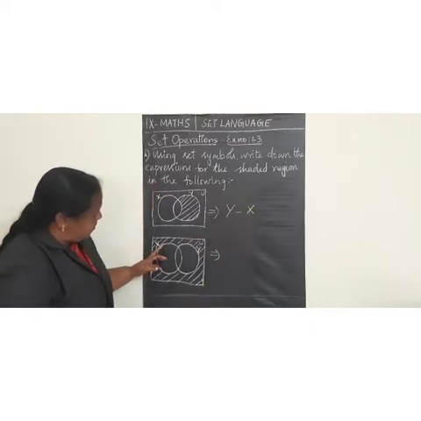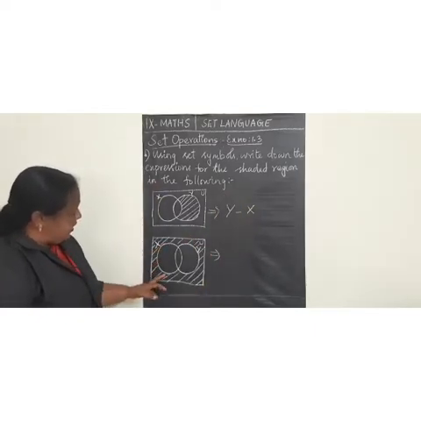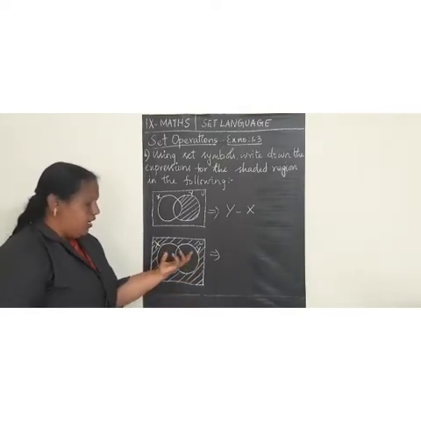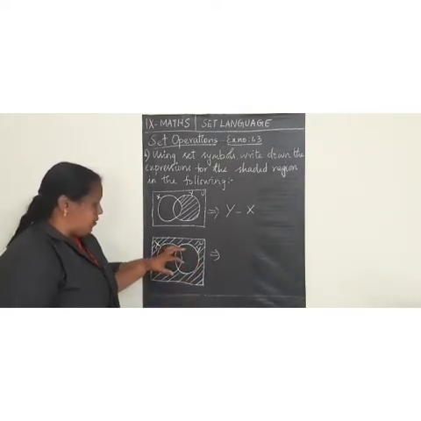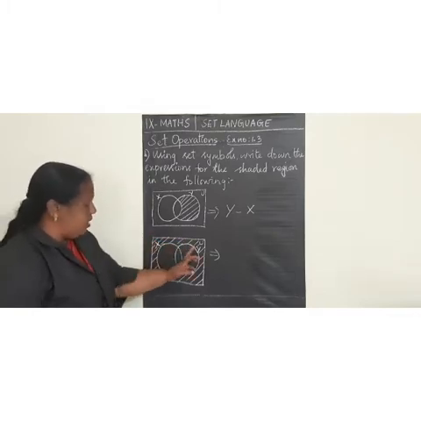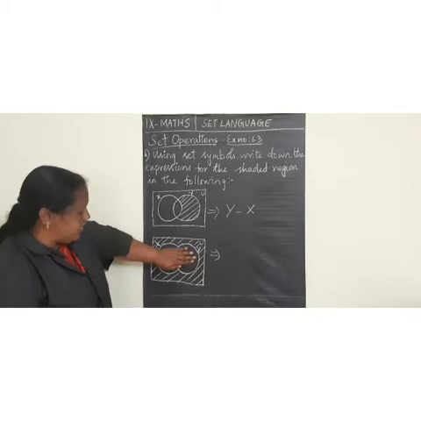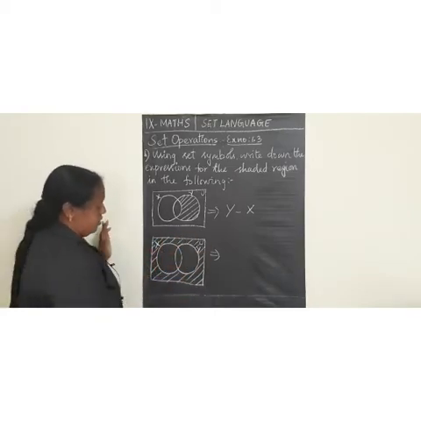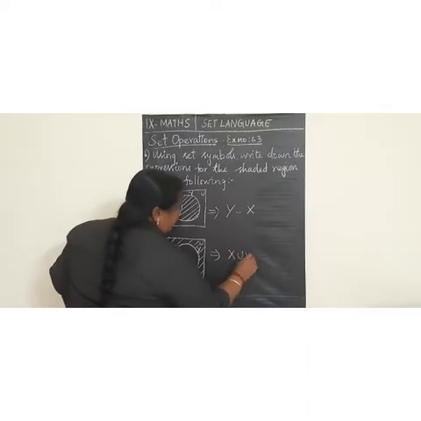In the next question, the universal set is shaded, leaving out X and Y. If X and Y alone were shaded, it would be X union Y. Here, apart from X and Y, only the remaining portions are shaded. So this is X union Y the whole dash.